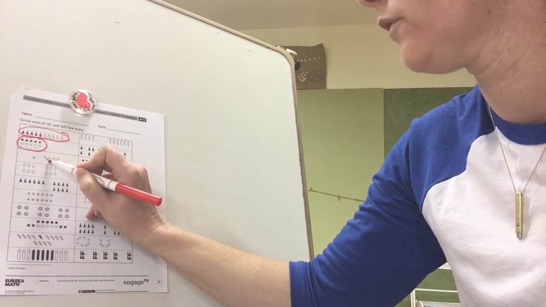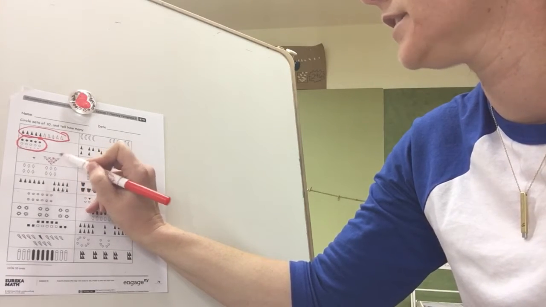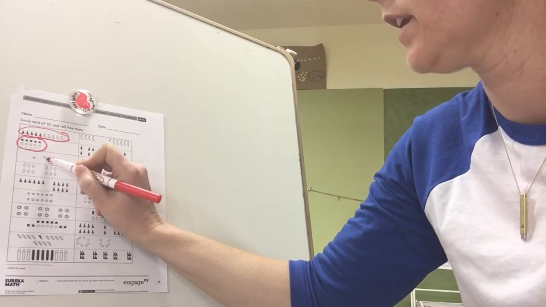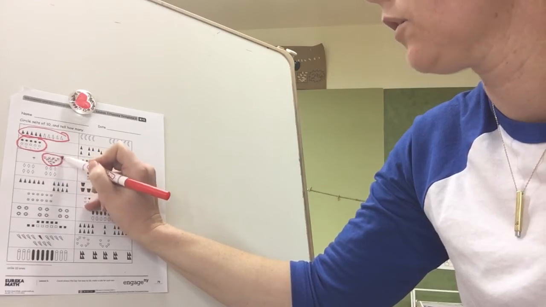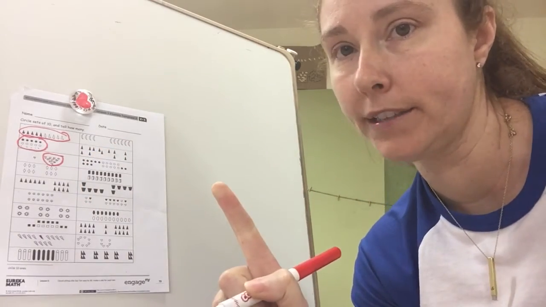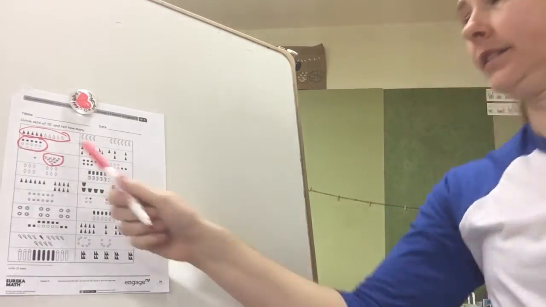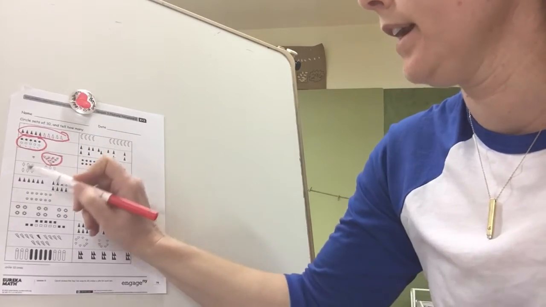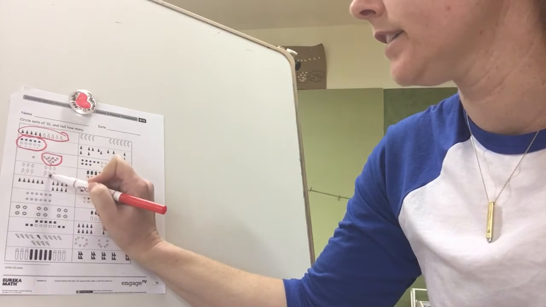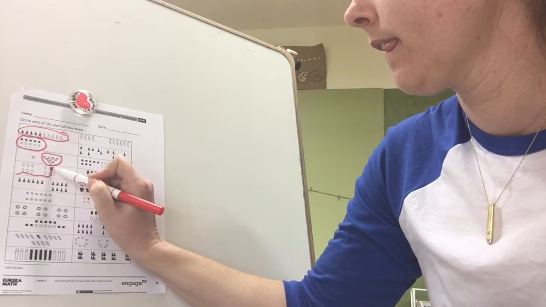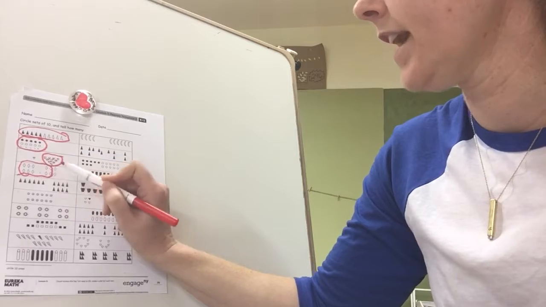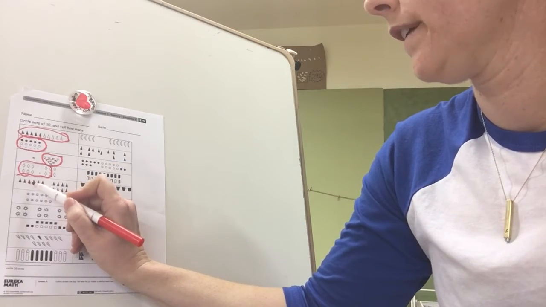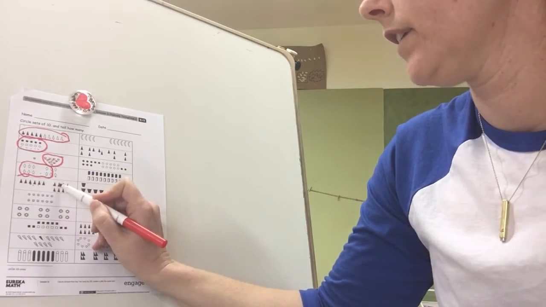1, 2, 3, 4, 5, 6, 7, 8, 9, 10. Oh, so 1, 2, 3, 4, 5, 6, 7, 8, 9, 10. So this is one set of 10 ones and 1. 10, 1. 10 ones and 1 one. Okay? 2, 4, 6, 8, 10. So 10, 2.